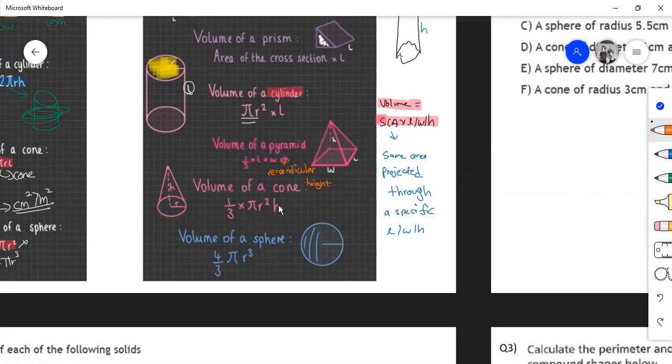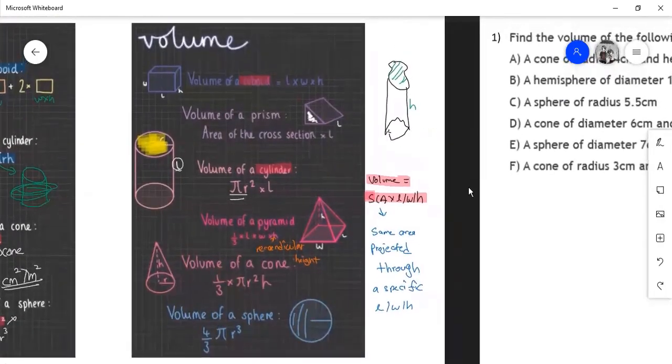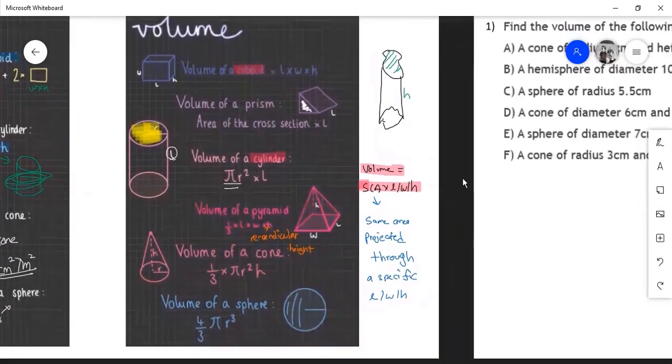And the last one you have is the volume of a cone. So volume of a cone is 1/3 pi r squared h. Okay, guys. And the last one will be the volume of a sphere, 4/3 pi r cubed. So as you can see, I can keep talking on and on, no point. We need to put it into some application, right?